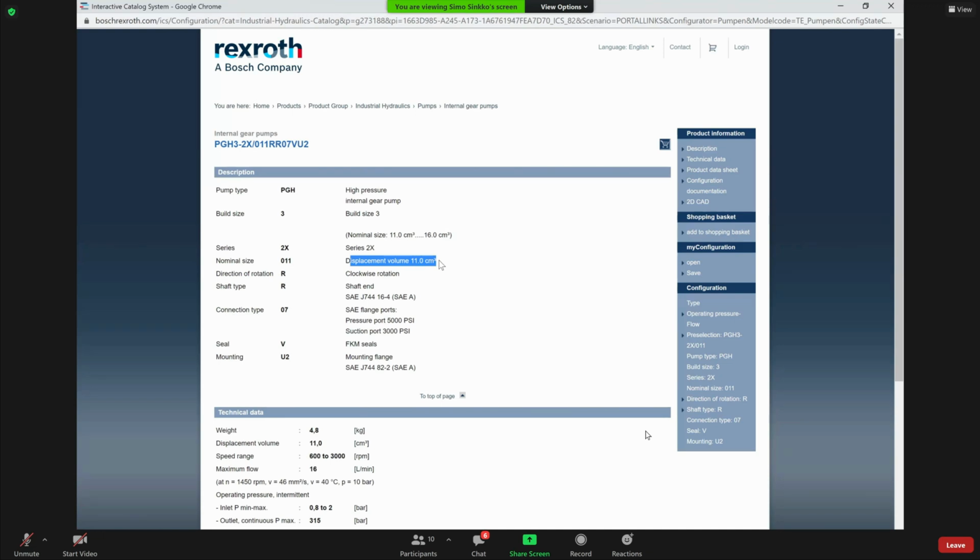And of course, just like it was with the cylinder, they are not providing every single size, but there are some standardized volumes, and this is the closest one to the one that we would need. So the displacement volume is 11 cubic centimeters. We would be able to rotate it between 600 and 3000 RPM. In our example, this 1500 fits very well somewhere in the middle. And it says that it gives a flow of 16 liters per minute with 1450 RPM with this kind of oil, which is very close to the demand 14 liters per minute.